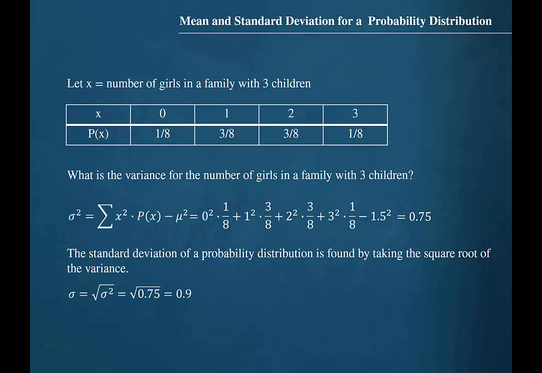The rounding rule for the mean and the standard deviation for a discrete probability distribution is to round to 1 more decimal place than is found in the values of the random variable. Our random variable values are whole numbers, so we should round our mean and standard deviation to the 10th place.